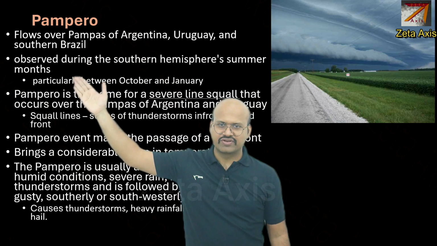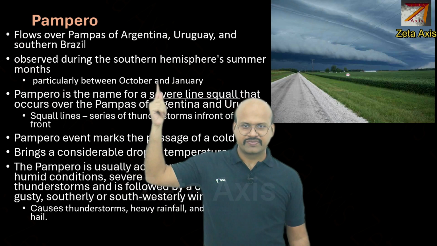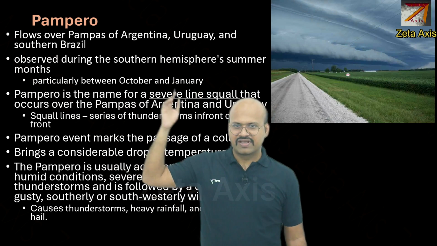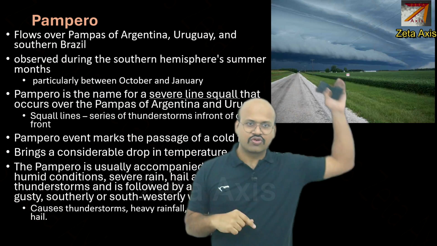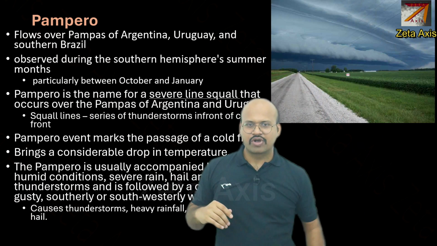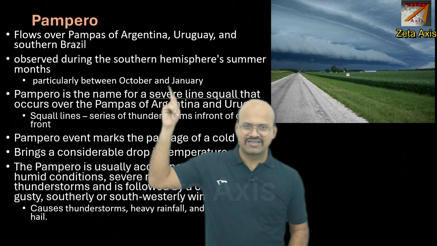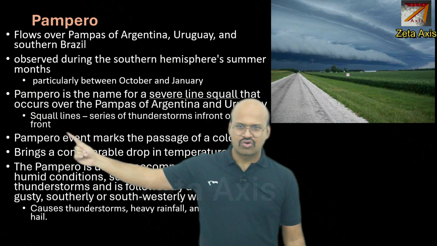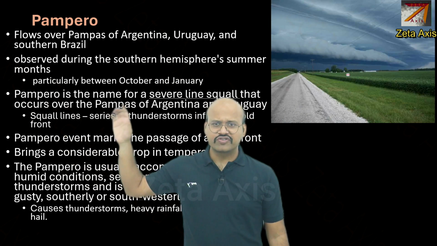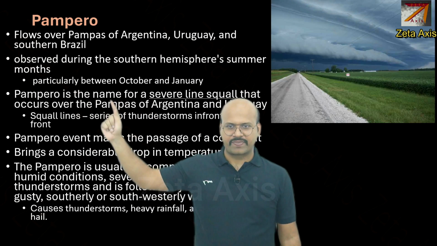It is observed during southern hemisphere summer months, that is October and November, or October to January. Then Pampero is the name for severe line squall. Here you can see an example. Because of this cold front which uplifts the warm air, we will see line squall. These squall lines are a series of thunderstorms in front of the cold front. You have to see the video on extratropical cyclone to clearly understand this topic.